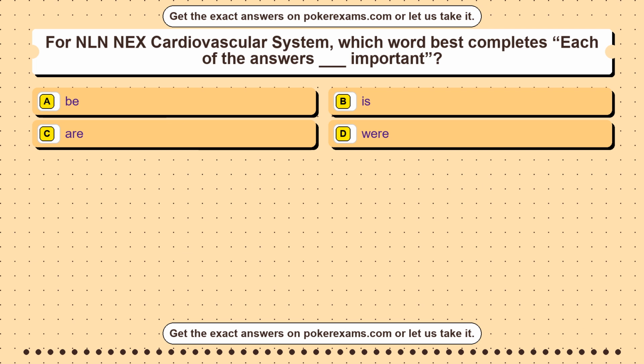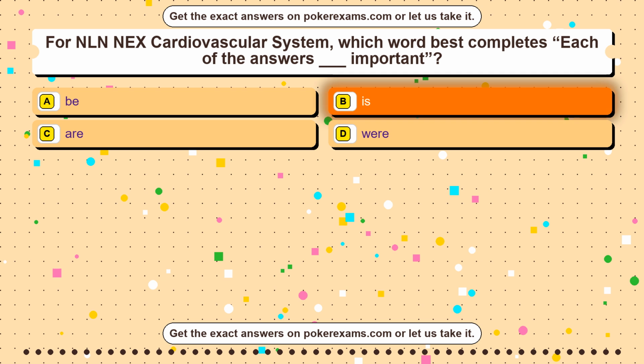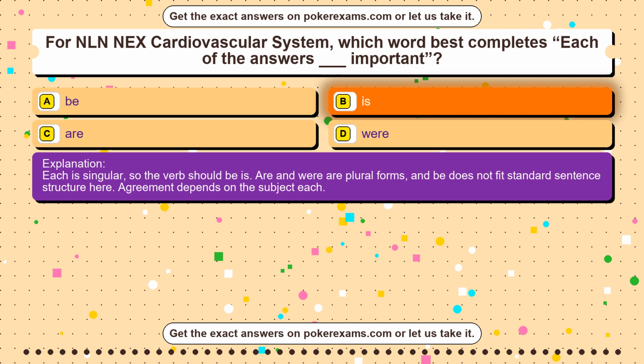Question 12. For NLN NEX Cardiovascular System, which word best completes the sentence: each of the answers blank important? Option A, be. Option B, is. Option C, are. Option D, were. The correct answer is option B, is. Each is singular, so the verb should be is. Are and were are plural forms, and be does not fit standard sentence structure here. Agreement depends on the subject each.